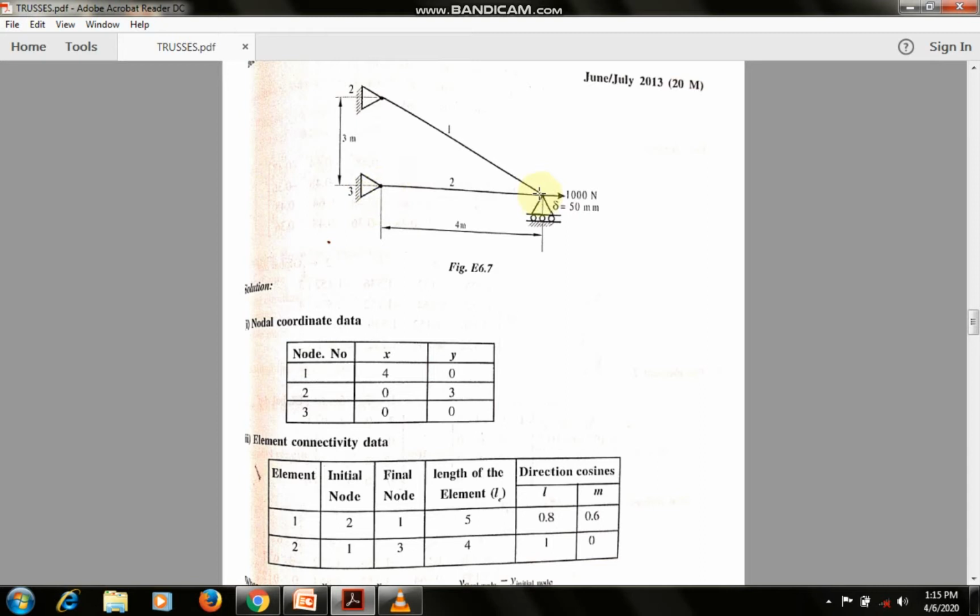Okay, from here to here the distance is 4 meters. I will be writing this one. Now from this reference, what will be the y distance? These both are collinear, hence I will be taking 0. Now similarly for the second and third, try out this one.